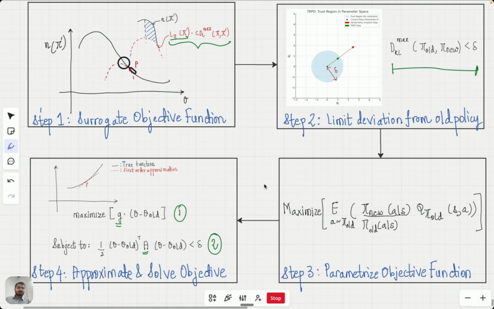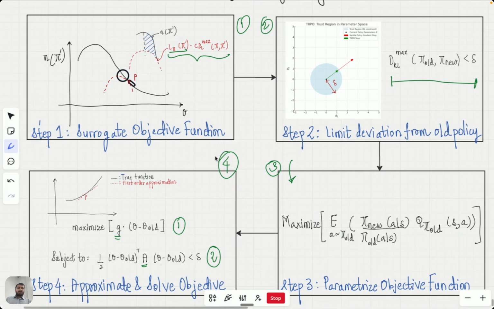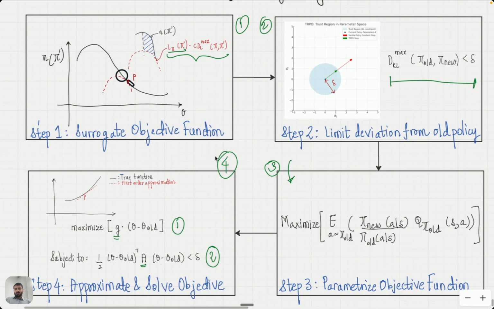And actually, this was the last step. In between, I missed focusing on this step, which is the objective function that we get, which we have to maximize. And only after using Taylor series approximation, we can get these two equations, which are noted down in the fourth box. So this is step 1, this is step 2, this is step 3, and this is step 4. This completes our discussion about trust region policy optimization.